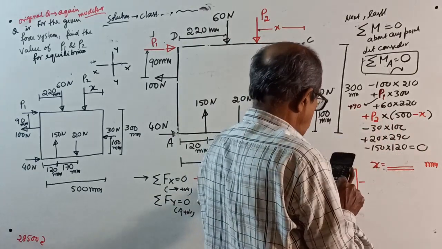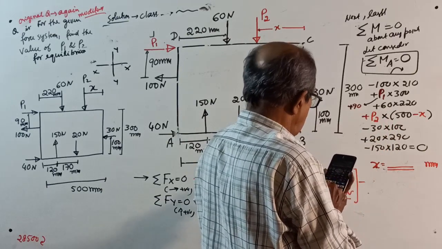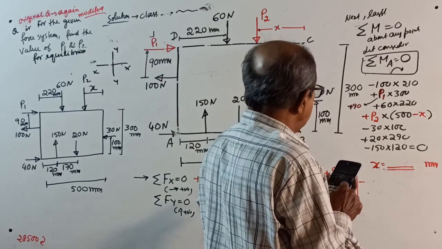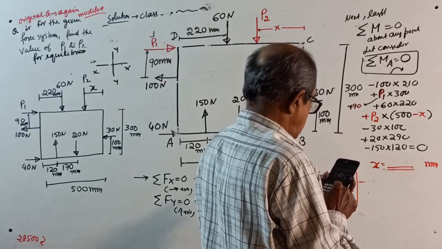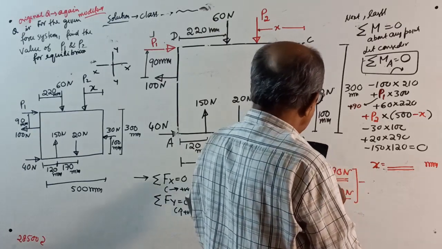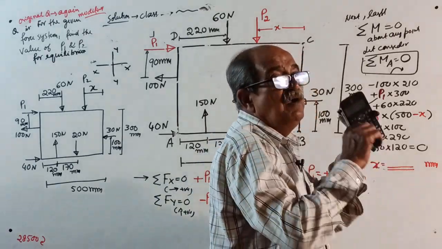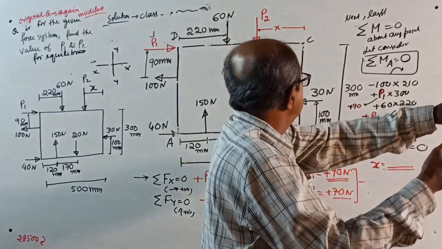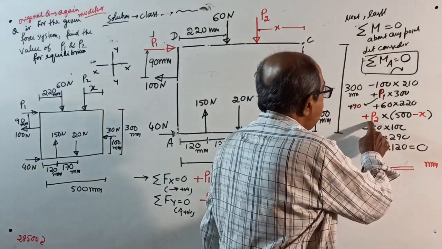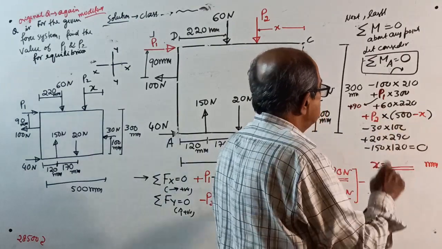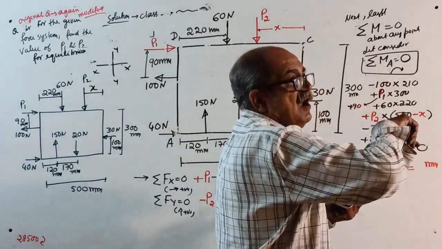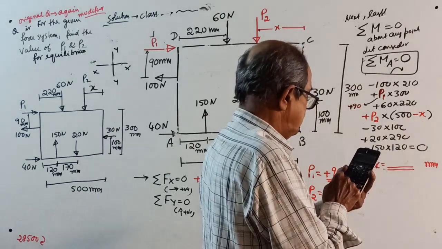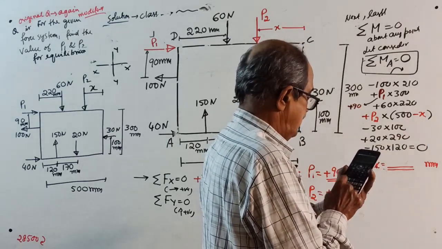I will leave this one now. Minus 30 into 100, plus 20 into 290, minus 150 into 120. Answer is coming plus 4,000. I will take it to the other side, plus 4,000 into minus 1. That will be equal to P2 into 500 into X. So P2 into 500, I will take that side. So plus means minus, minus P2, 70 into 500.